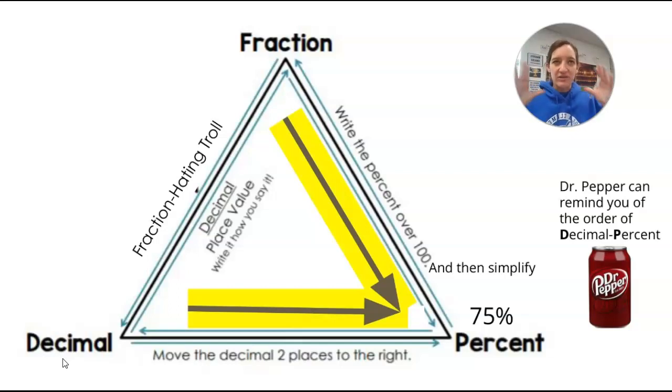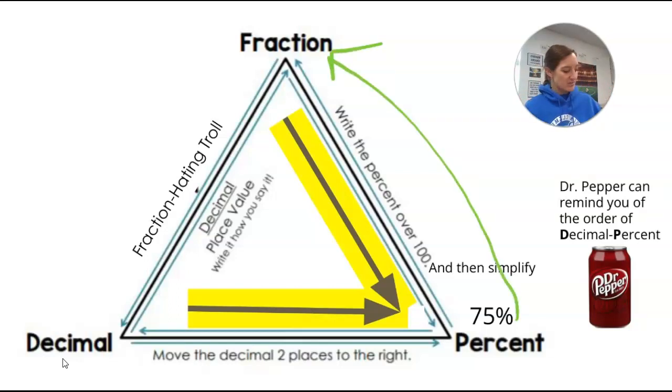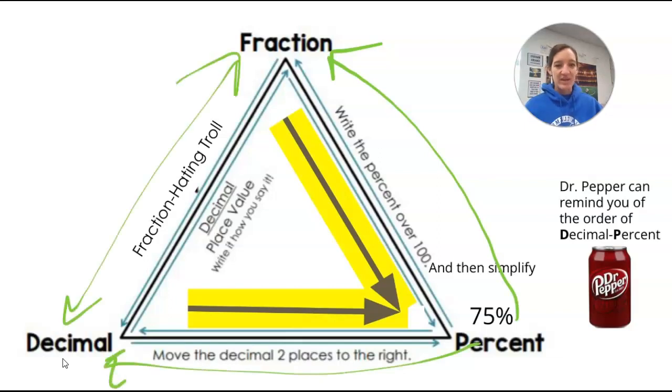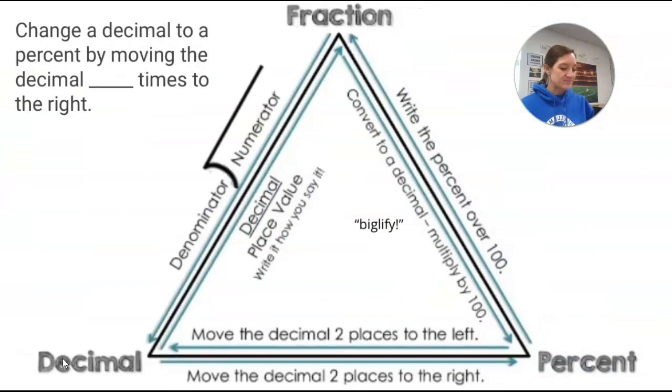We have learned, hopefully this is looking familiar to you. What I really want to help you visualize is that any number can be written as a fraction, it can be written as a percent, or it can be written as a decimal. We've learned how to go percent to fraction, percent to decimal. You guys know how to go fraction to decimal. So today we're doing the yellow arrows. We are going to go from a fraction to a percent and from a decimal to a percent.